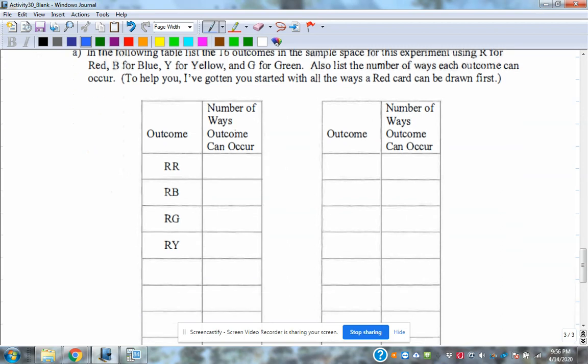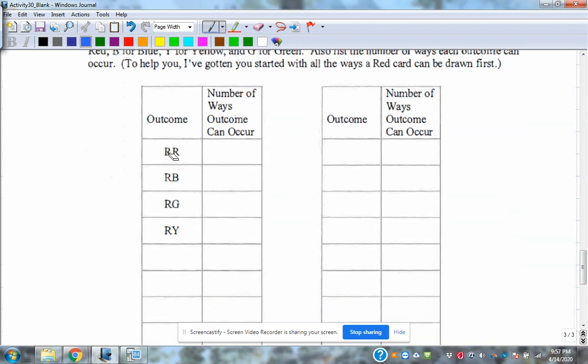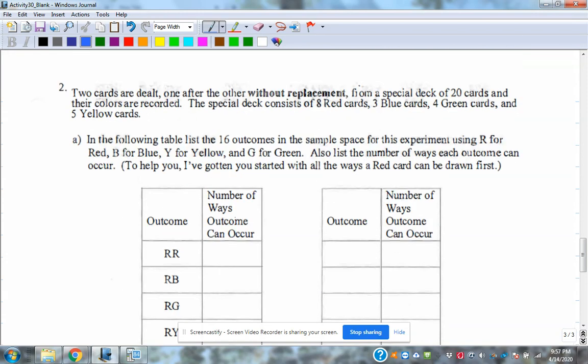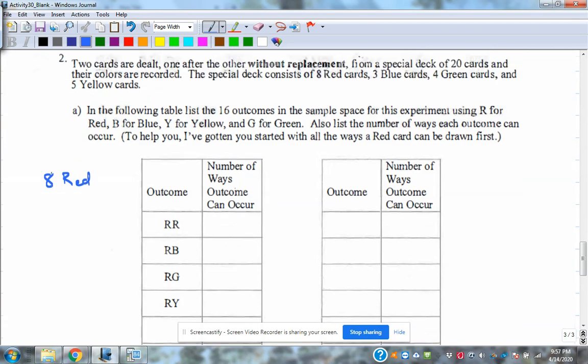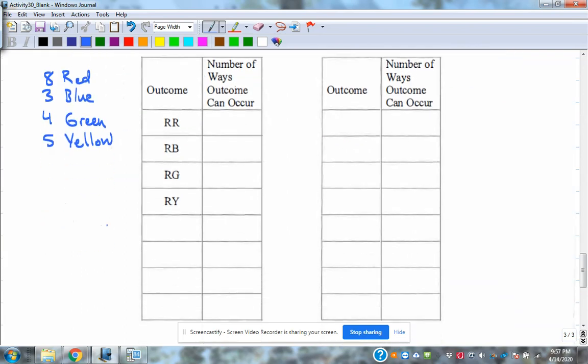Okay. So we started out here with R, which means red card, red card. When you draw your 2, well, how many red cards are there? Well, there are 8 red cards in the set that were described to us. So we have 8 reds, 3 blue, 4 green, and 5 yellow. Okay, just so we know, you don't have to scroll back and forth there. So 8 reds. So when we draw that first card, there are 8 reds to choose from. And that second card, there's only 7 reds to choose from. So there's 56 ways that that can happen.